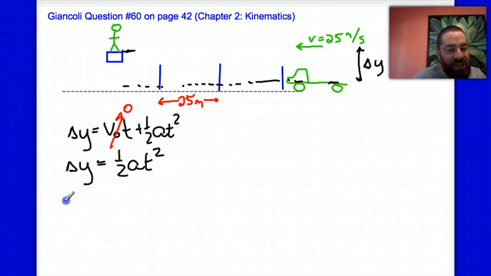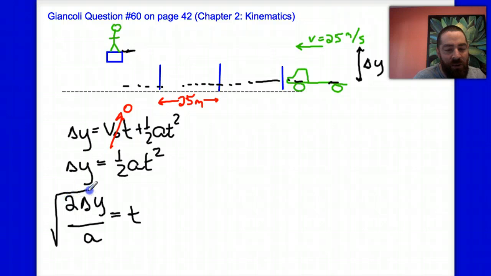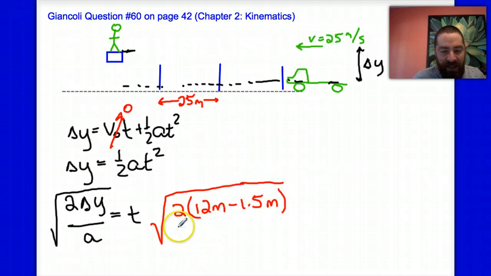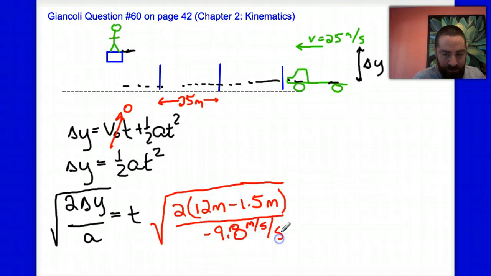So solving for t, we get 2 times delta y divided by a is equal to t squared. I'll then take the square root of both sides. I get an expression that looks like this. Plugging some numbers in, now I'm going to get 2 times my delta y, which is going to be the 12 meters above the road, minus my 1.5 meter height of the flatbed truck, dividing that by my acceleration, which is going to be negative 9.8 meters per second per second.